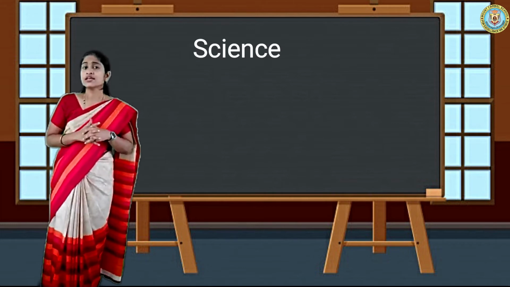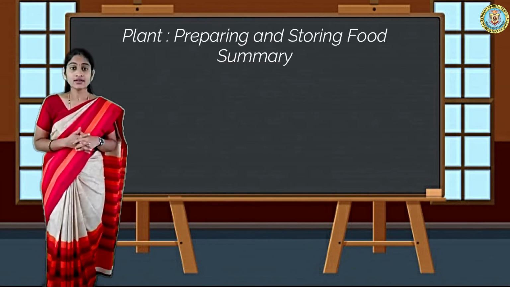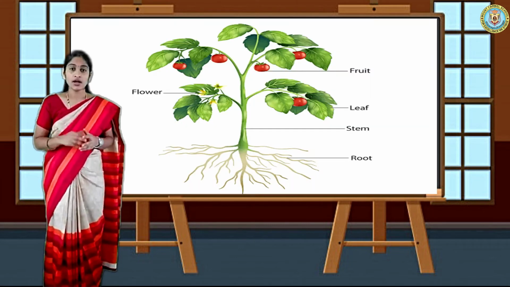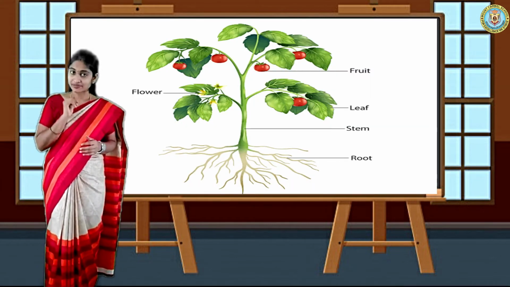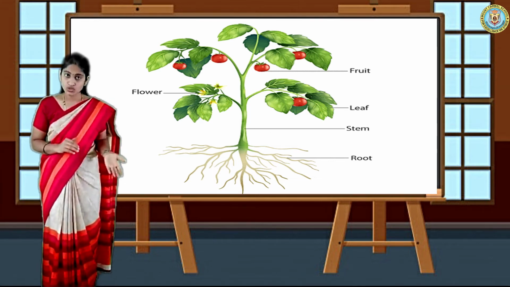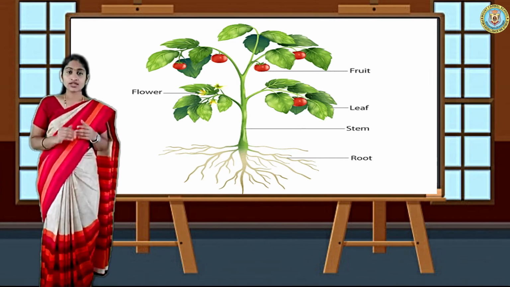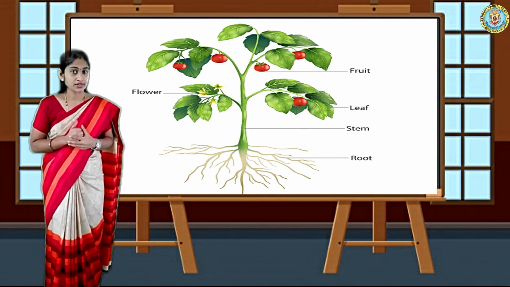Okay, the first lesson, that is plant preparing and storing food. In that, the first part is about the parts of a plant. A plant has parts, how many parts are there? Roots, stem, leaf, flower, fruit. These are the main parts of a plant.